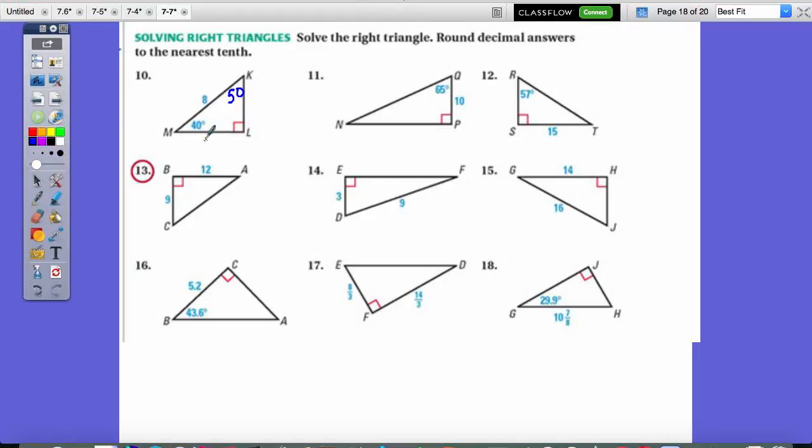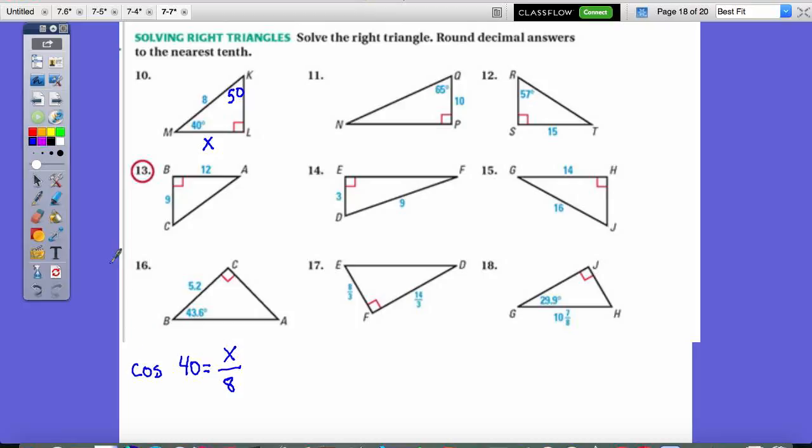So I'm just for right now going to call this side length X. So if I want to find side length X, and I'm going to work with what they've given me. They originally gave me a 40-degree angle. I want to find the adjacent. They gave me the hypotenuse. Adjacent over hypotenuse is cosine.